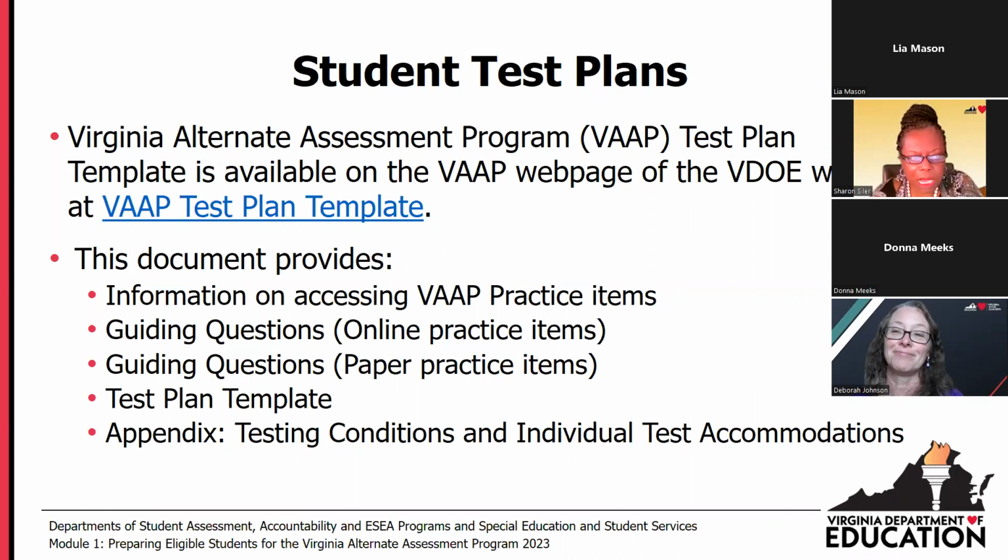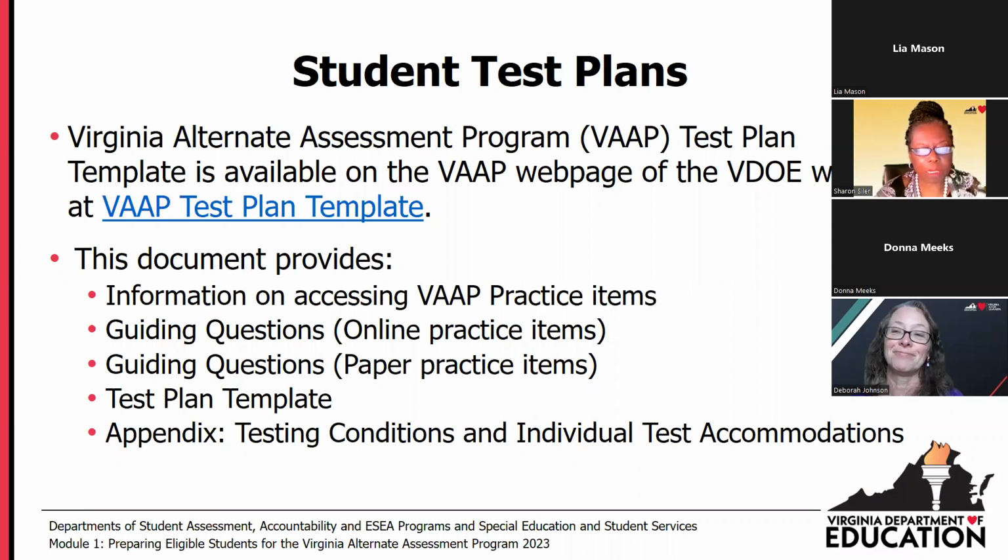And when you go to our website and you click on Virginia Test Plan Template, you're really going to find there all that you need. You're going to find access to the VAAP practice items. You're going to find two sets of guiding questions. One set of questions if the student is taking the online practice items. The other set of questions are for students who are taking the paper version of the practice items. Then you're going to find the actual test plan form. That's where you record and document all of the information that you have gathered.